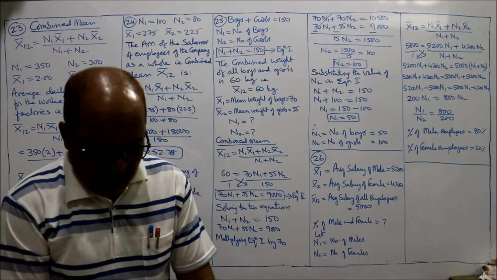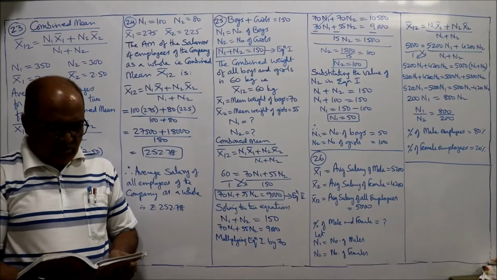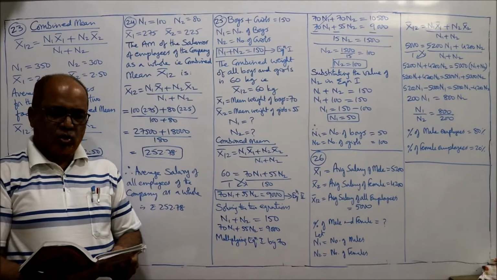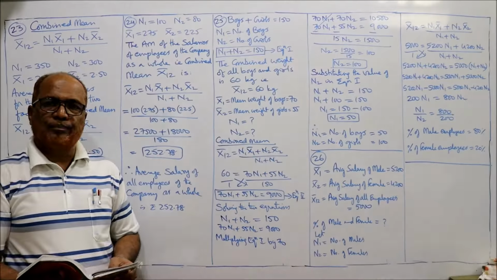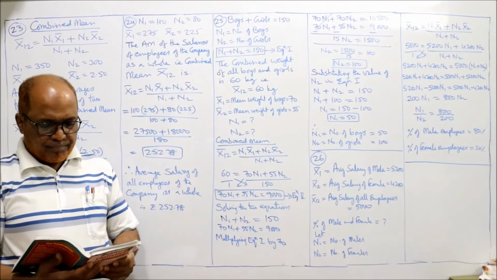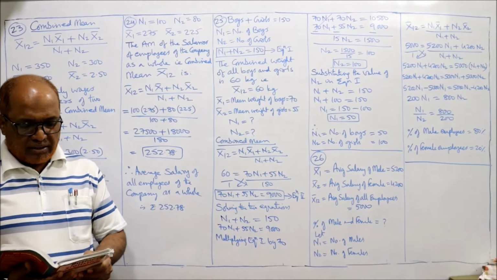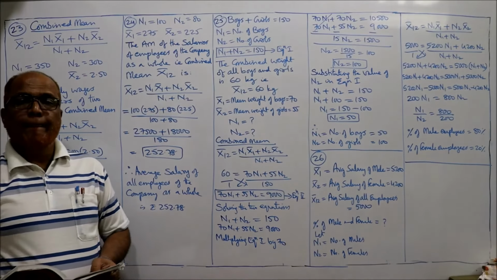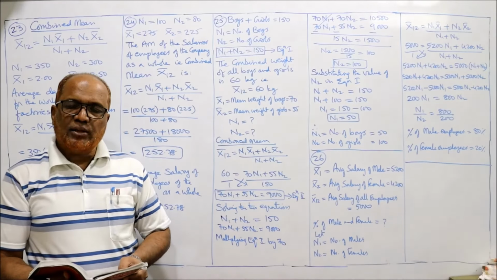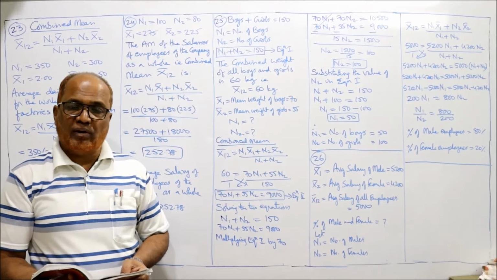Now 25th problem. See the problem number 25. The mean weight of 150 students of BCom class is 60 kilogram. BCom class में total number of students 150 students हैं और पूरे 150 students का average mean weight is 60 kilogram. The mean weight of boys is 70 kilogram and that of girls is 55 kilogram. We have two groups, boys group and girls group. और दोनों को मिला लिए तो 150 स्टूडेंट्स हैं. अब इसमें 150 में कितने बॉयज हैं कितने गर्ल्स हैं, we don't know, we have to find out.